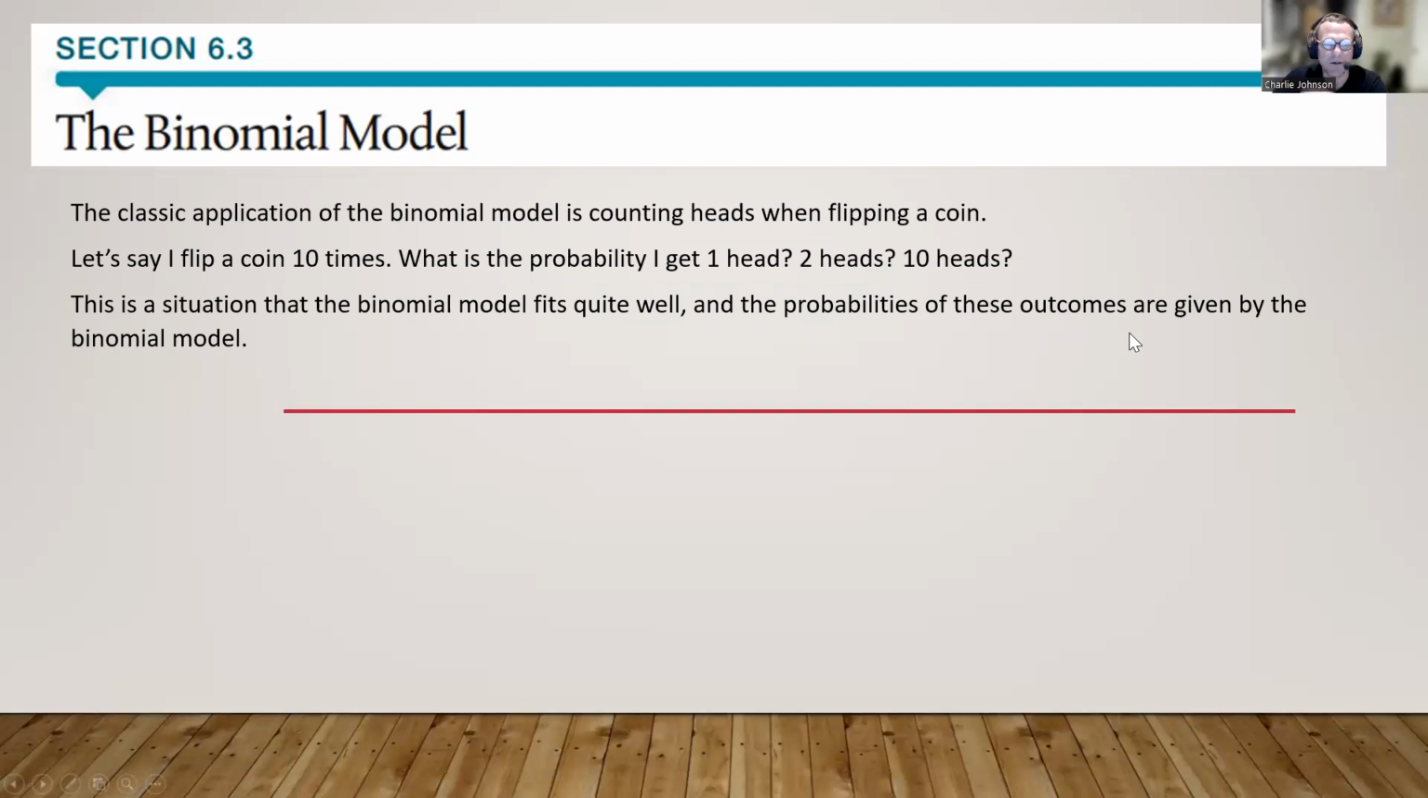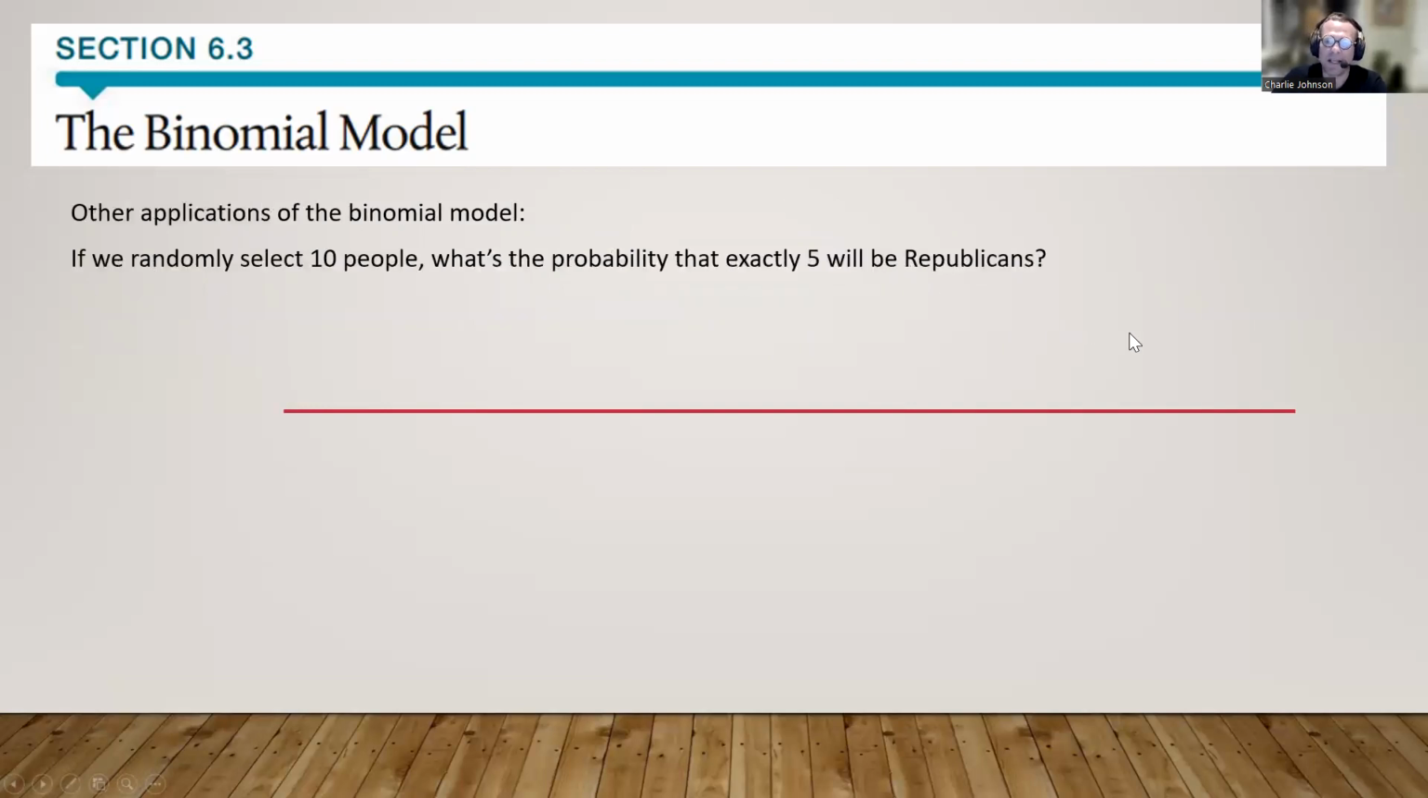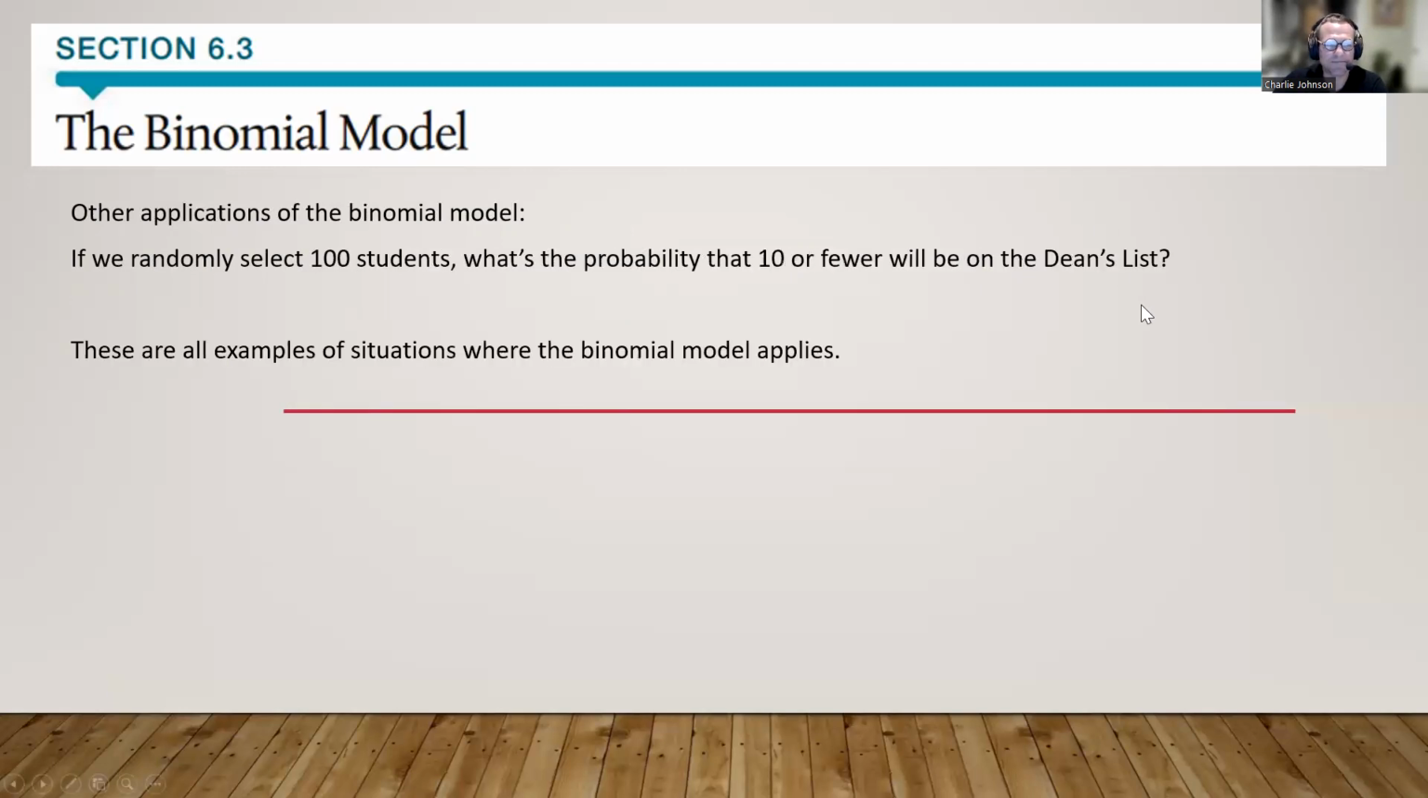the binomial model. Other applications of the binomial model: if we randomly select 10 people, what's the probability that exactly 5 of them will be Republicans? Or if we randomly select 100 students, what's the probability that 10 or fewer will be on the dean's list? These are all examples of situations where the binomial model applies.